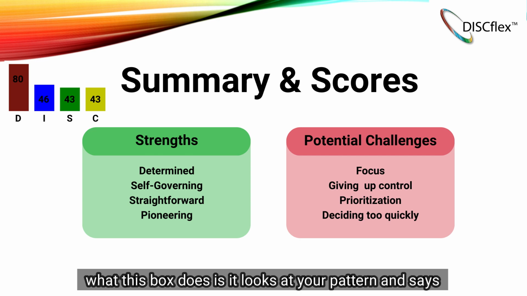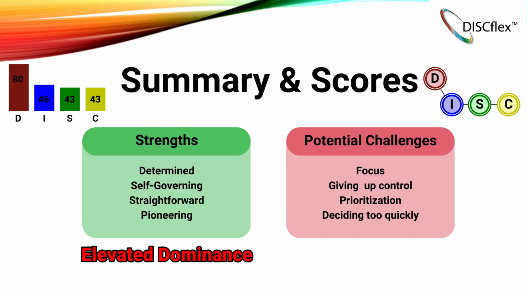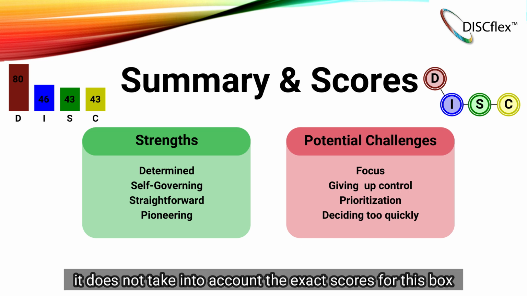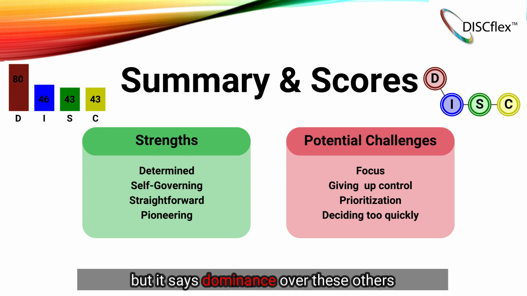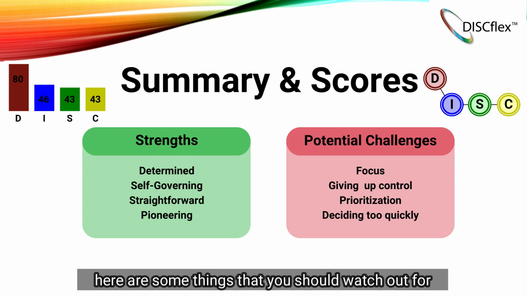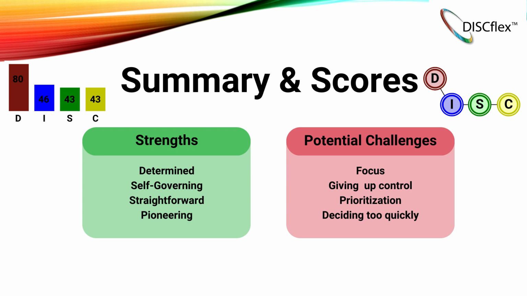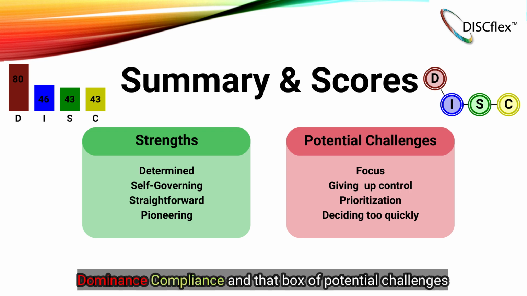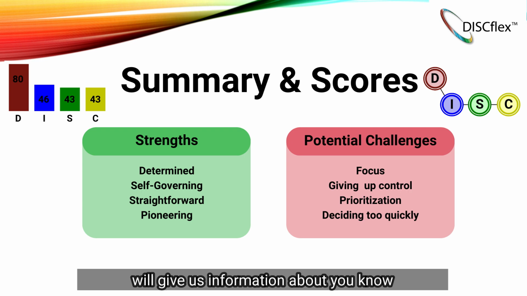What this box does is it looks at your pattern and says elevated dominance and basically lower influence, steadiness, compliance. It does not take into account the exact scores for this box, but it says dominance over these others. Here are some things that you should watch out for when your dominance gets above the others. Or in DI, in your case, I think you said elevated influence, steadiness. What happens if you forget about that dominance, compliance? That box of potential challenges will give us information about how this person is going to behave under stress.